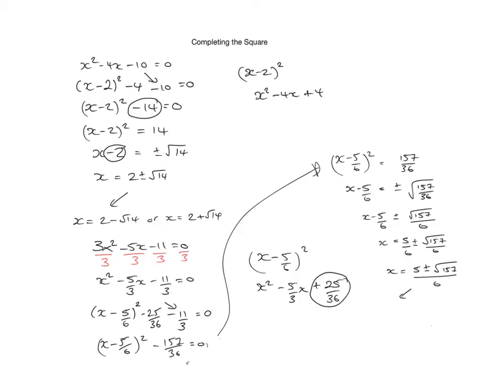Two roots, x is equal to 5 minus root 157 over 6, or the second root, we have x is equal to 5 plus root 157 over 6.